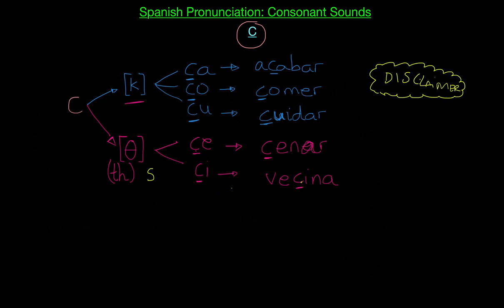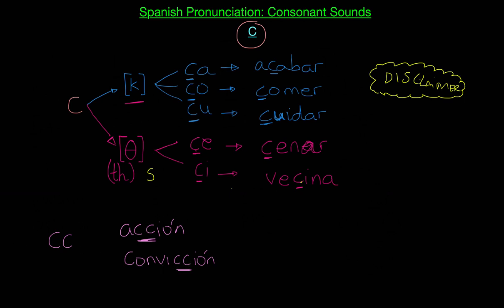The very last thing I want to mention is what happens when instead of one C, we've got two Cs. For example, we've got words in Spanish like this one, which means action, or like this one, which means conviction. So what happens with these two Cs? Do we pronounce them as k? Do we pronounce them as th? Does it matter? Yes, it does matter.